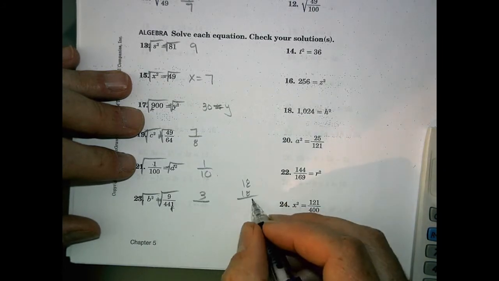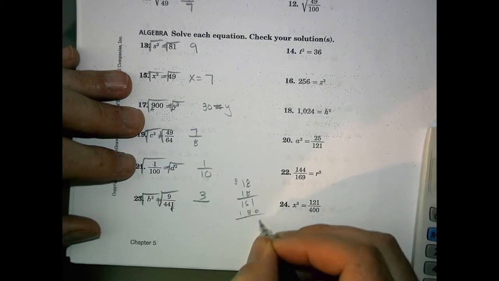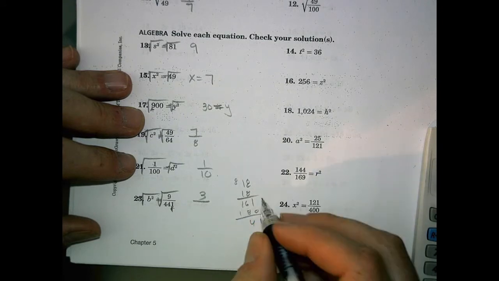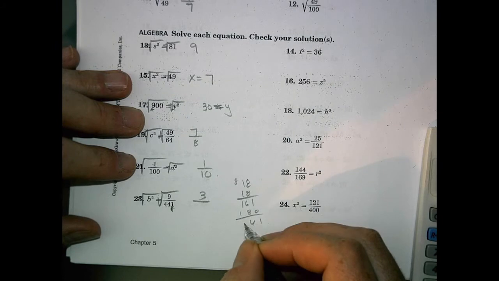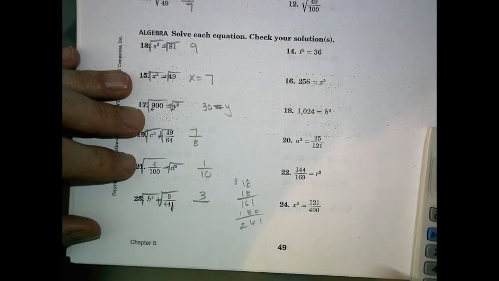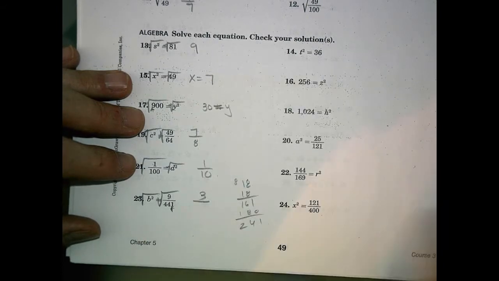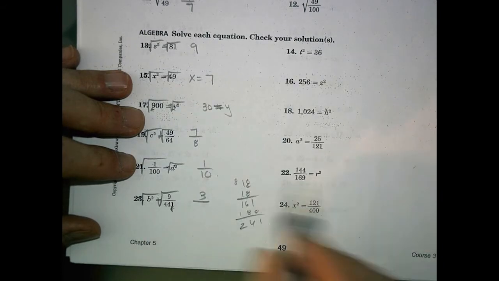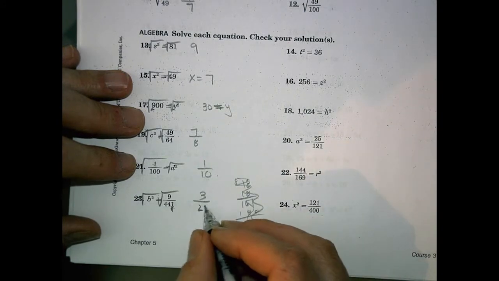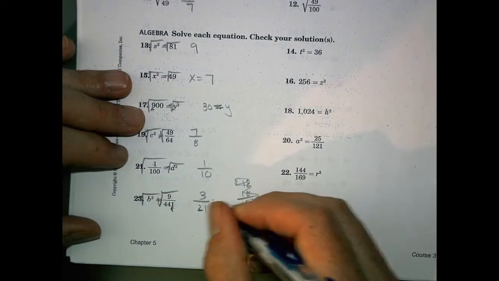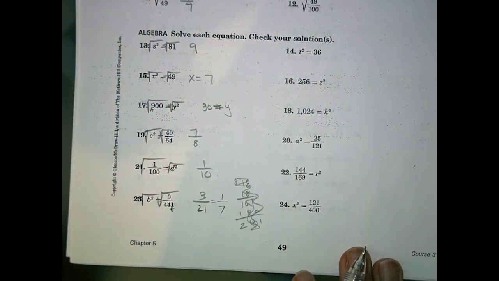Let me see. 81, 8, 16, 0, 8, and 1. Oops. Yeah, 8, 1. That didn't quite work out. Let's see. 4, 4, 1, square root, 21. That seems interesting. So there you go, 21 is the answer. So we get 3 over 21, which can be reduced to 1/7. Interesting. And that's pretty much it for square roots there.